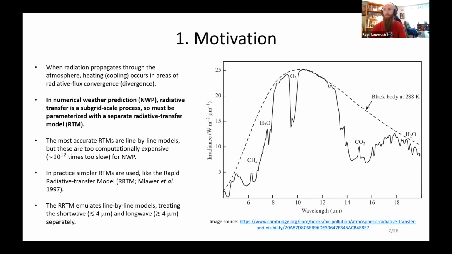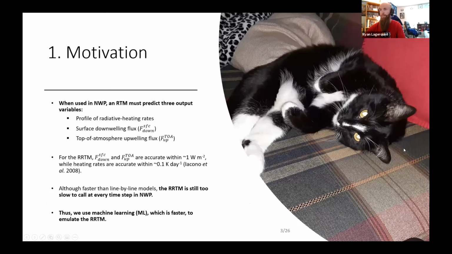So in practice, we use simpler radiative transfer models like the rapid radiative transfer model, or RRTM. The RRTM emulates line-by-line models, treating the shortwave and long-wave parts of the spectrum separately. And this figure on the right-hand side is showing what a line-by-line model looks like. So it simulates absorption by every single gas in every relevant spectral band, which we just don't have time to do in real-time NWP. So when used in NWP, a radiative transfer model has to predict 3 output variables.